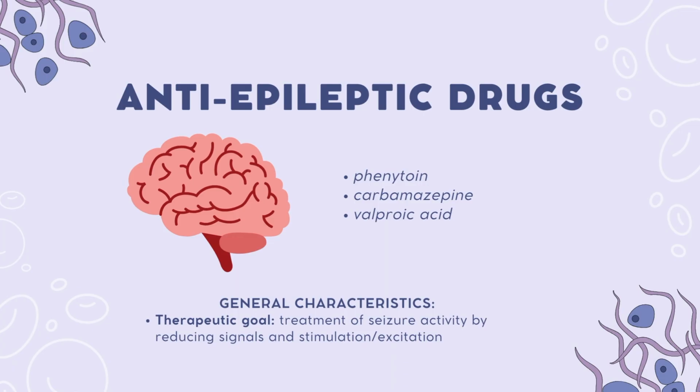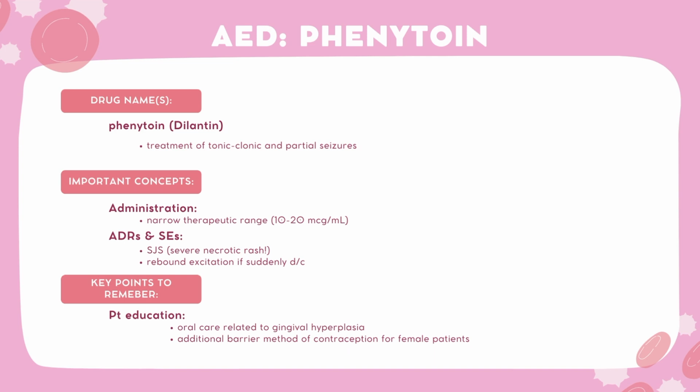Let's turn our attention towards our AEDs. First is phenytoin. Major points for this drug include its narrow therapeutic range of 10 to 20 micrograms per milliliter. Make sure serum levels are checked before administering the patient's dose. Other things to watch for with this medication is the Stevens-Johnson's rash, a severe epidermal necrotic reaction that can be life-threatening. While AEDs should not be stopped suddenly for risk of rebound withdrawal effects, if the patient is in danger, then do not administer the dose and report to a provider immediately.